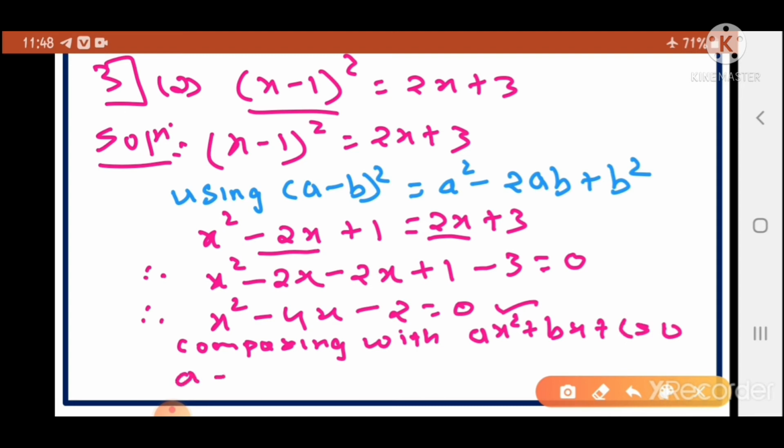What is the coefficient of x square? 1. That means the value of a is 1. The coefficient of x is what here? Minus 4. So the value of b is minus 4 and c is what? Minus 2. So you got the values of a, b and c. Is it clear with this? Right? Okay. Now let's move further.